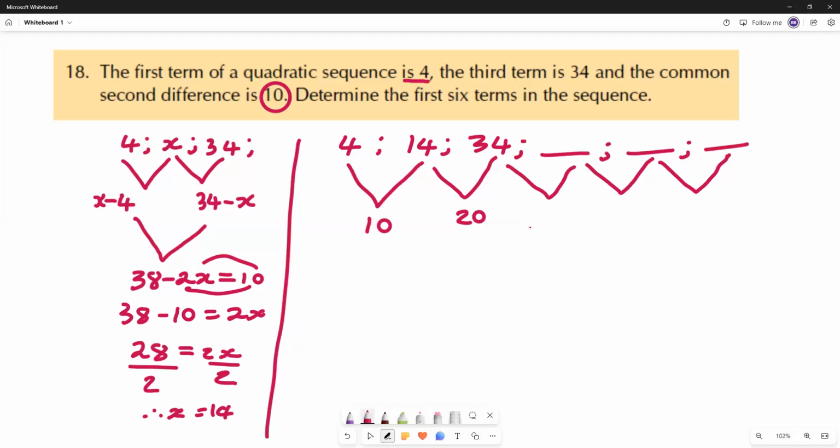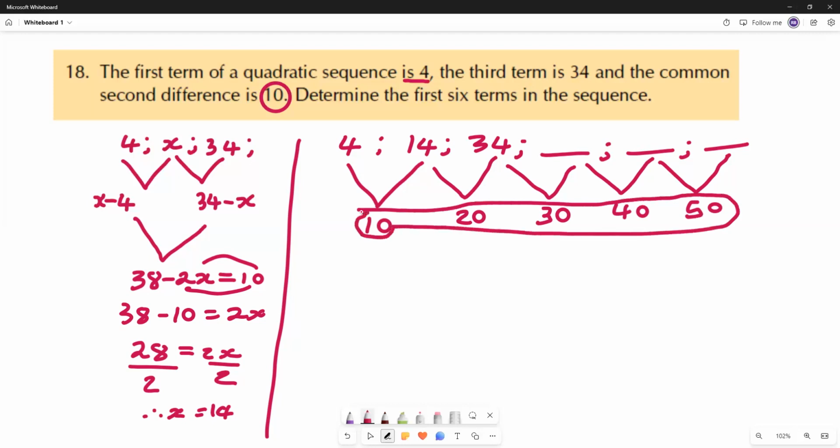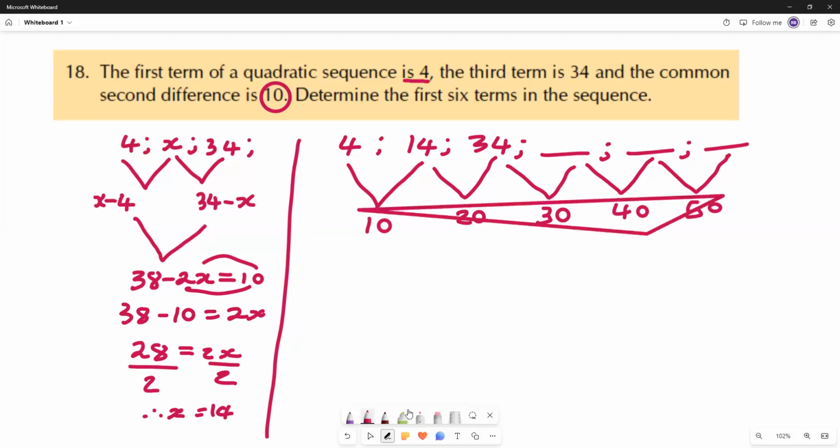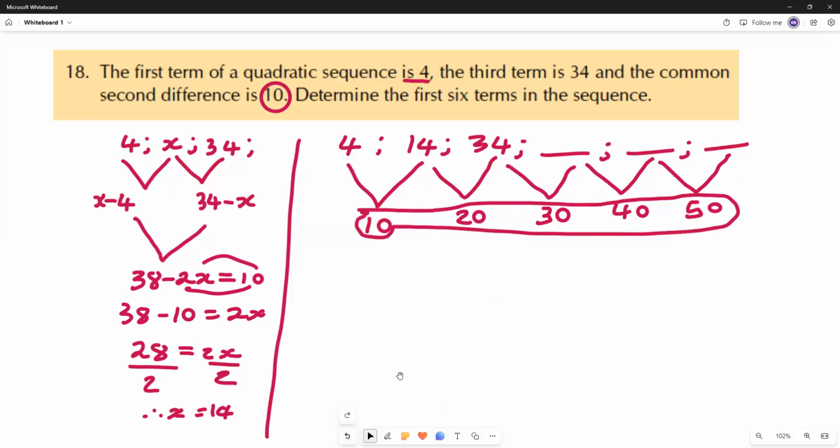Remember, in the beginning of the video, I told you that it is very important to know that the first difference of a quadratic pattern forms a linear pattern. So here I can see that 10 plus 10 gave me 20, which means 20 plus 10 must give me 30. Then here I'm going to have 40, then 50, because I know that this part here must give me a linear pattern. Right.